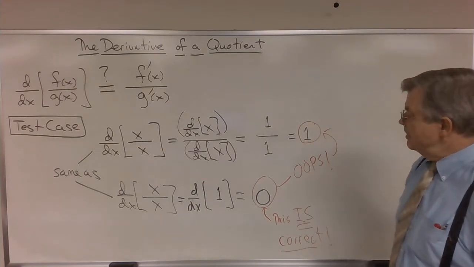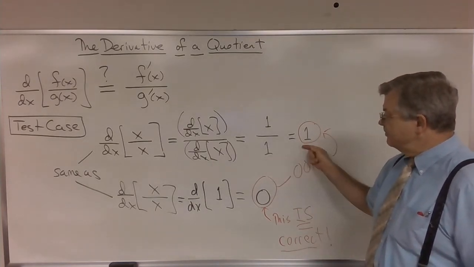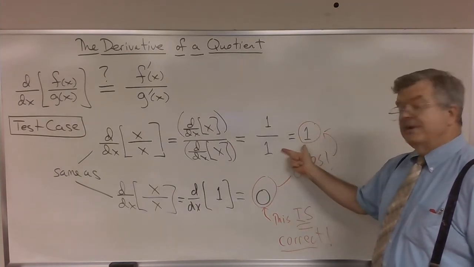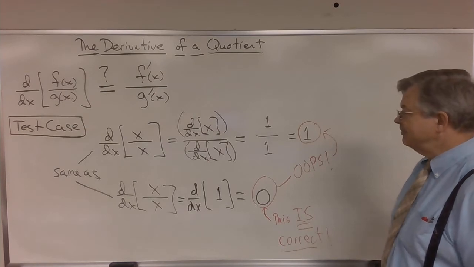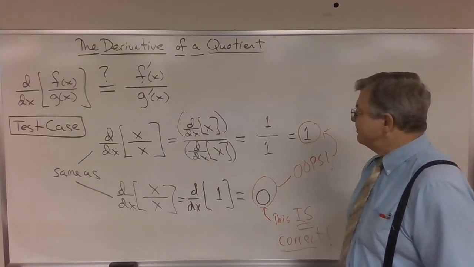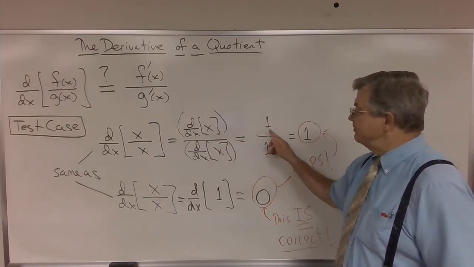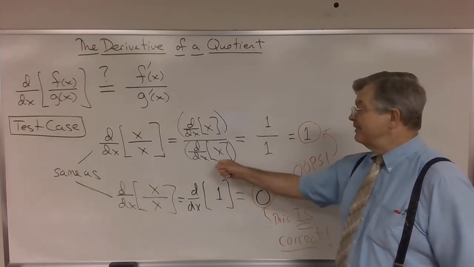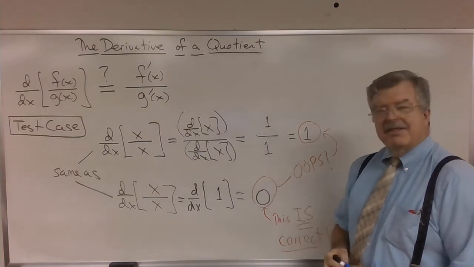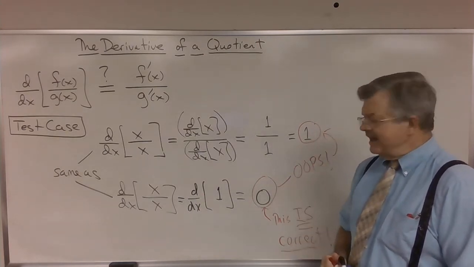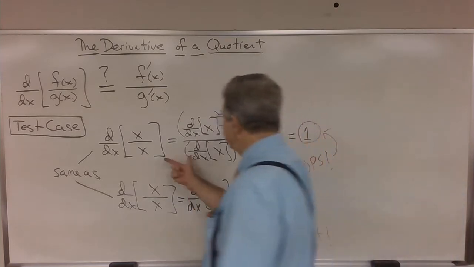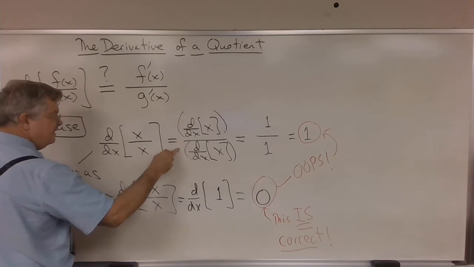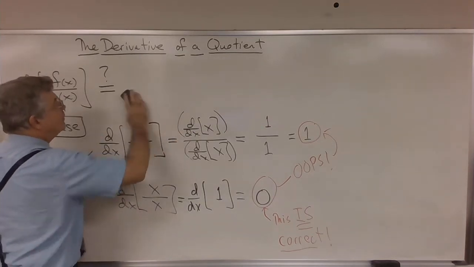So let's see. Did we make the mistake going from here to here? 1 divided by 1 is 1, isn't it? So we didn't make the mistake here. And the derivative of x is 1, isn't it? So we didn't make the mistake going from here to here. There's only one other place where we could have made a mistake, and here it is. We had to have made a mistake going from here to here. Oh my goodness.